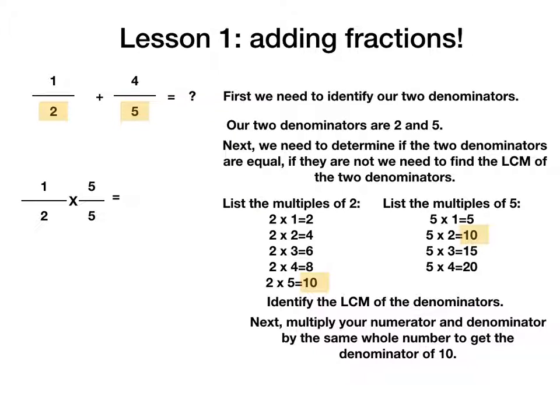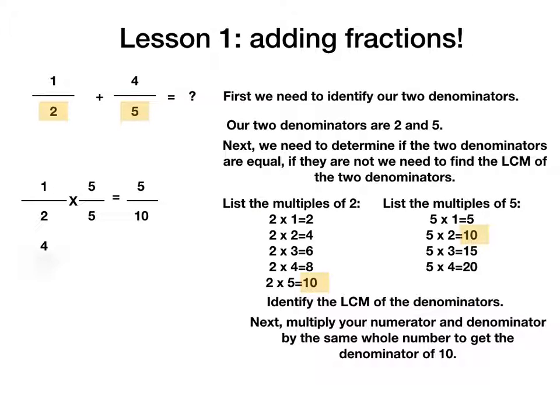So whatever we do to the bottom, we have to do to the top. 1 times 5 equals 5. 2 times 5 equals 10. So our equivalent fraction of 1/2 is 5/10. 1/2 and 5/10 are equal fractions. We just needed 1/2 to have the denominator of 10.